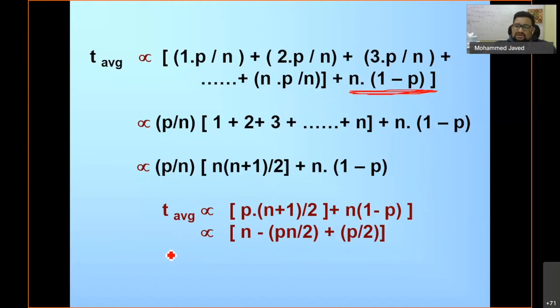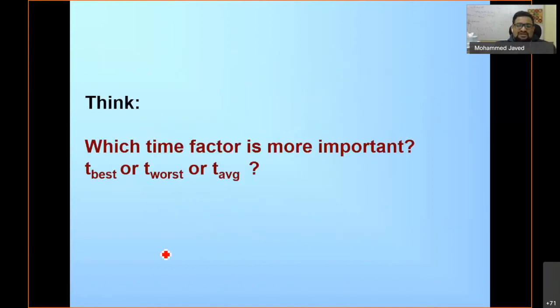This is the theoretical time complexity analysis, but practically how can you do it? You can take some cases, like 1,000, 100 or 50 cases, calculate the running time for each, and take the average, meaning you divide the total computing time by the number of experiments. That will give the practical average case analysis.